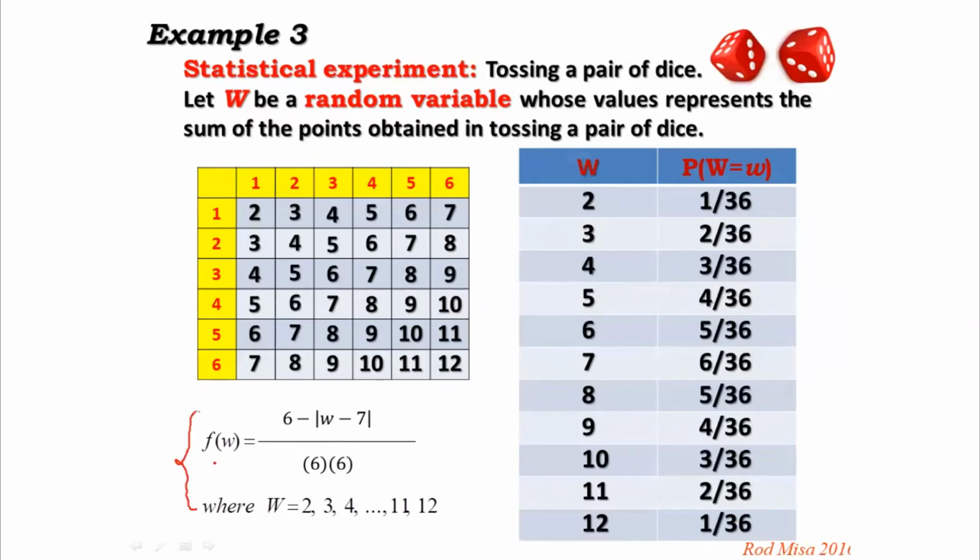But in summary, this also represents the probability distribution for this statistical experiment of choosing a pair of dice, because it consists of two parts: the values of the random variable and its corresponding probabilities, which is represented by the probability function f of W, which we call here in the discrete case the probability mass function, or in short, the PMF, as the shortcut for the probability mass function.